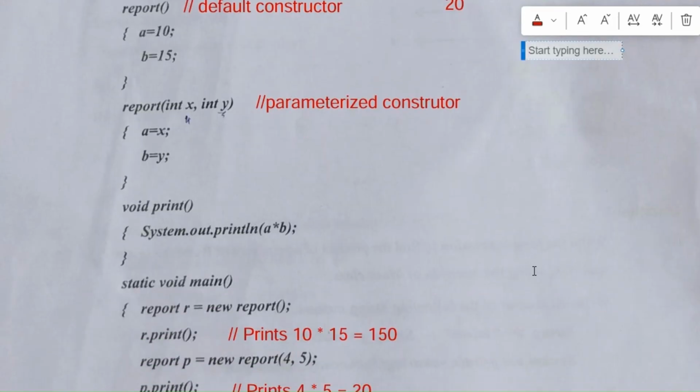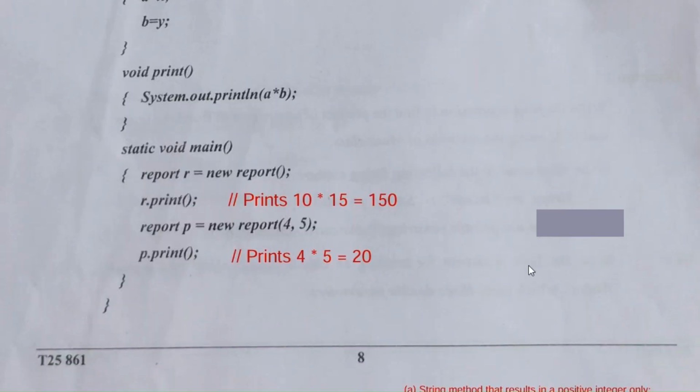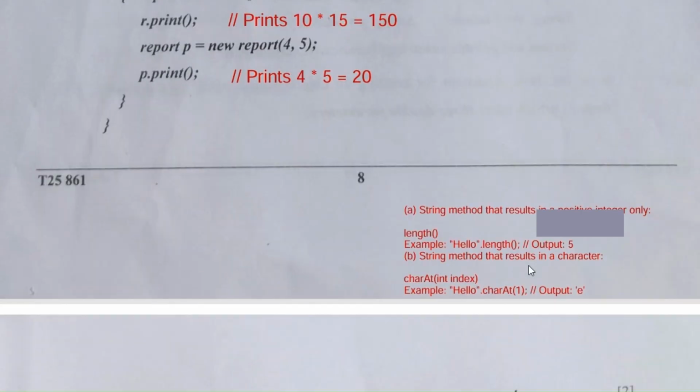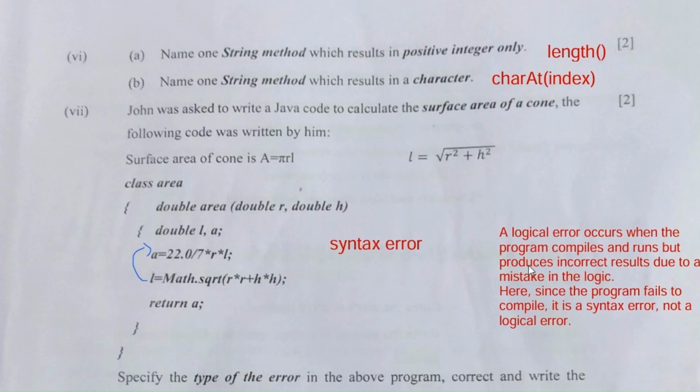Next question is, name one string method which results in positive integer only. Name one string method which results in a character. Name one string method which results in positive integer only, that is length. Name one string method which results in a character, that is charAt index.